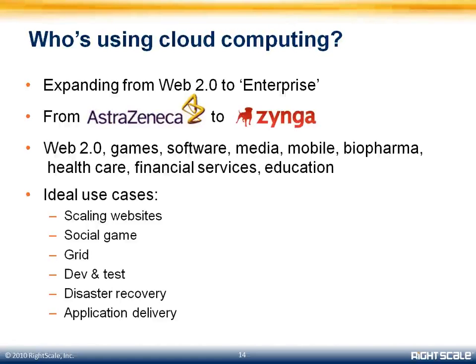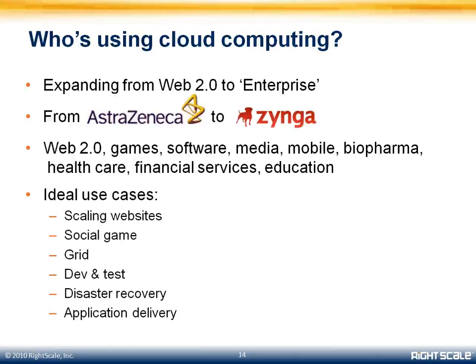So we really span companies from Web 2.0 to enterprise with many different use cases. The equivalent of our kind of A to Z in customers is AstraZeneca, which, you might know, is a biopharma company, to Zynga, which is famous for their Facebook games, and many, many different vertical industries listed here in between.